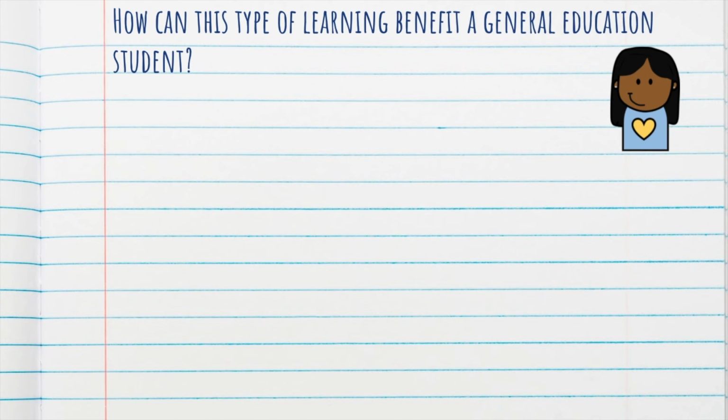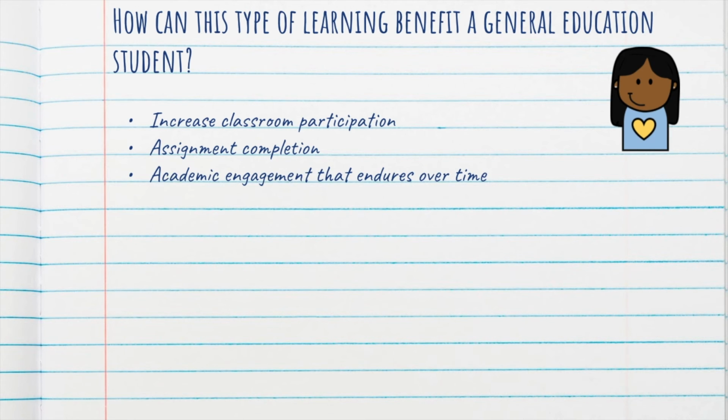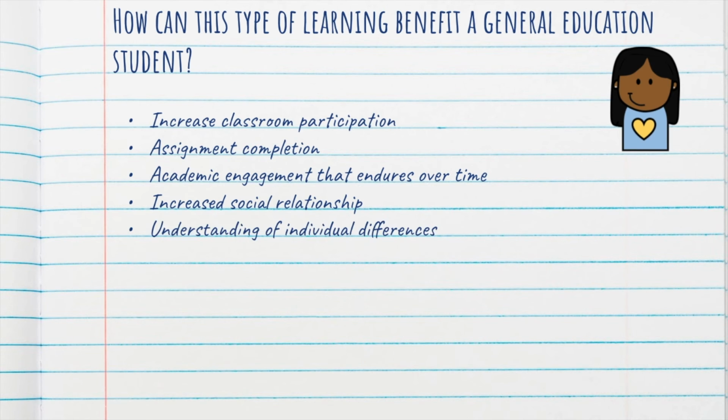Next, let's discuss how peer learning can benefit the general education students. Peer learning can increase classroom participation as well as assignment completion, similar to the way it did when we were discussing students with high-intensity needs. Studies also show that peer learning produces academic engagement that endures over time, as well as increased social relationships between peers. Finally, it can produce a better understanding of individual differences.